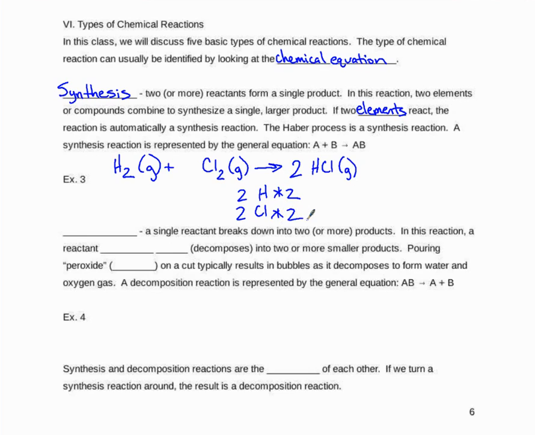That changes both of these. And then we just check our work. 2 hydrogens, 2 hydrogens, 2 chlorines, 2 chlorines.